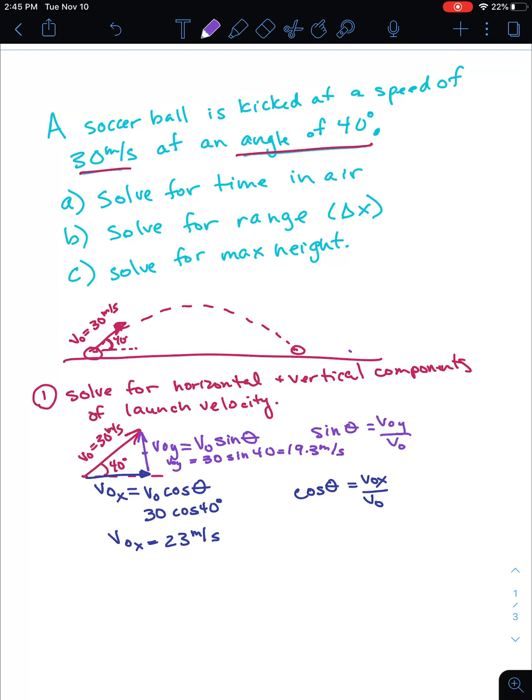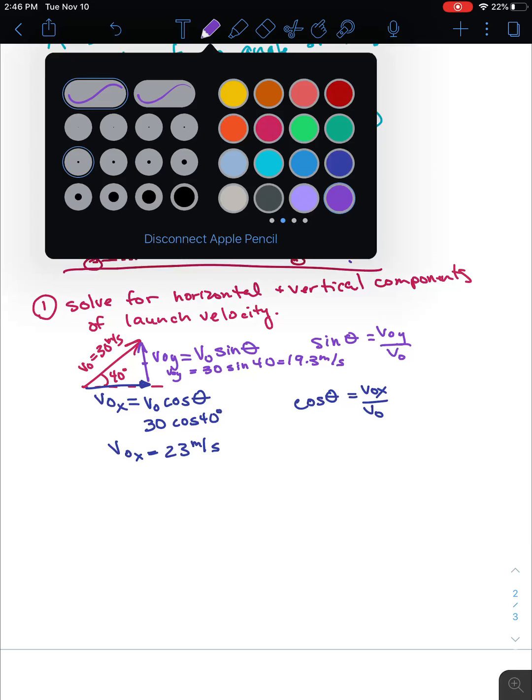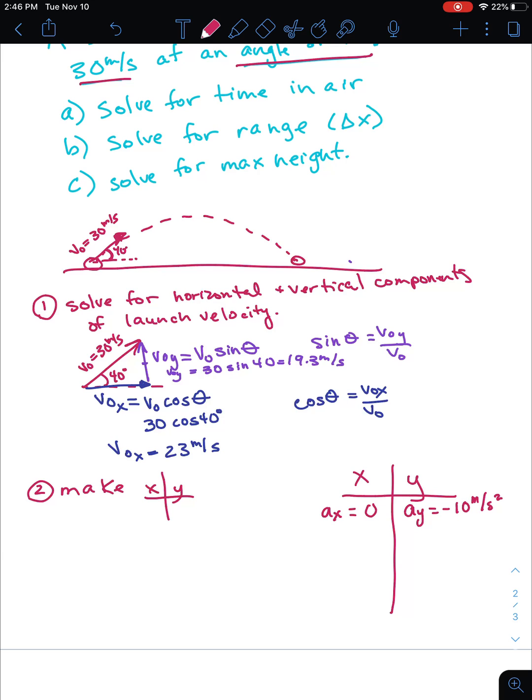meters per second. So now that I know the x and y components of my launch velocity, my next step to solving this problem is going to be to make an xy chart. When I make my xy chart to list my given information, I'm going to go ahead and put the things that I know to be true for this problem. Something I always know to be true is that my horizontal acceleration is 0 and my vertical acceleration is -10 or -9.8 meters per second squared.